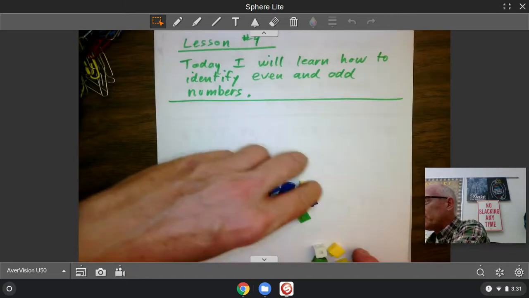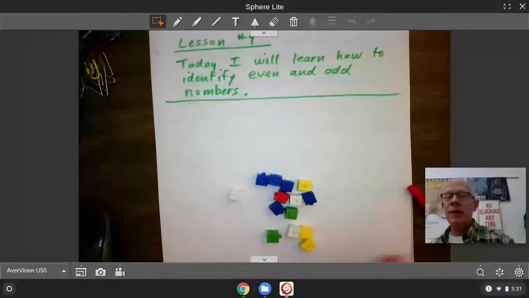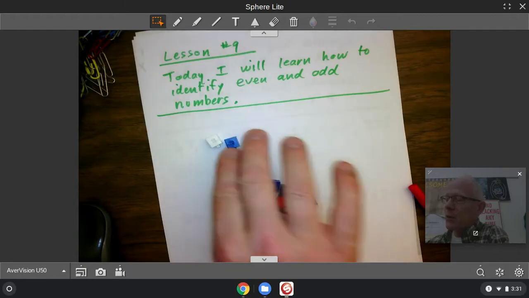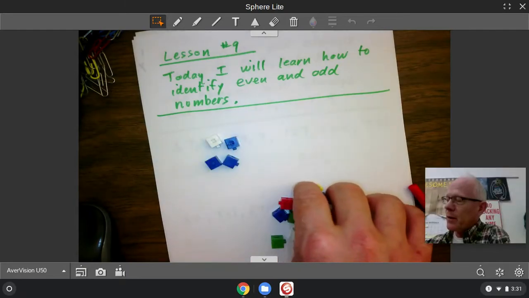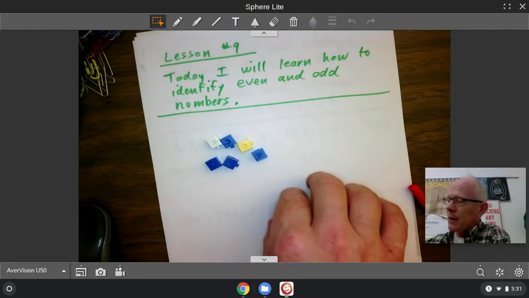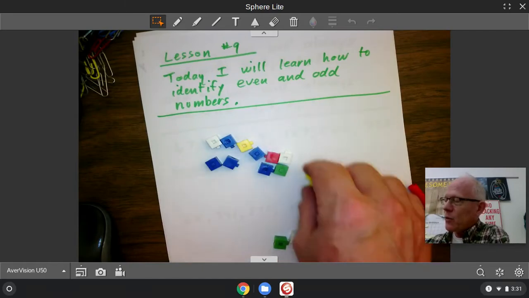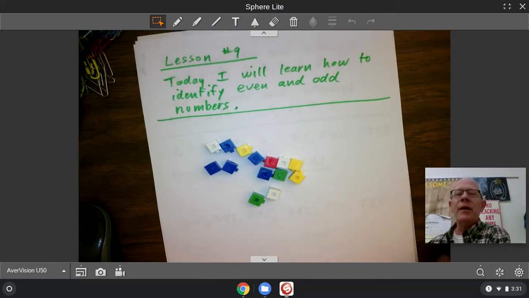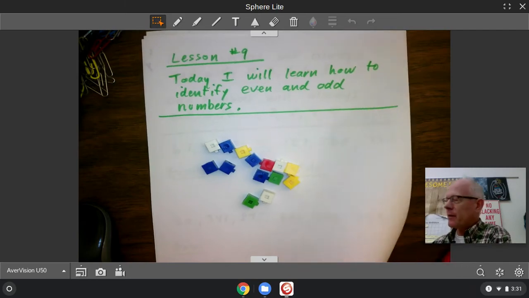Let me get rid of these. And now I've got some cubes here. I didn't count any of these, I just grabbed them. So let's see, I'm going to count by twos. 2, 4, 6, 8, 10, 12, 14. Is 14 odd or is it even? You're right, it's even.